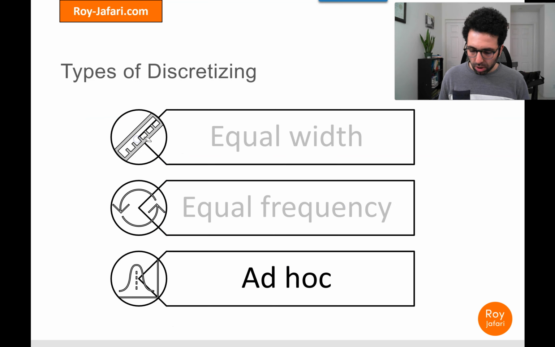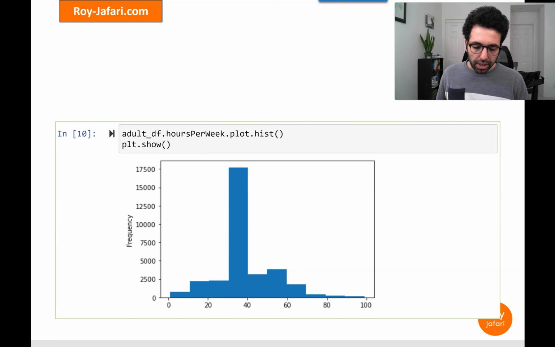And the last one is ad hoc. The ad hoc one is the one where we basically select the cutoff points based on our understanding of the data. We just know that this cutoff is going to be working better. For instance, in this example, the hours per week that we saw, we do see a very large spike in the data at 40 hours per week. Working for 40 hours per week. And we do understand why that is, because in the US, most people work 40 hours a week.